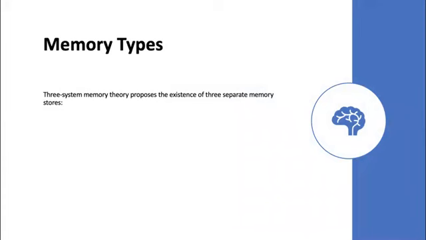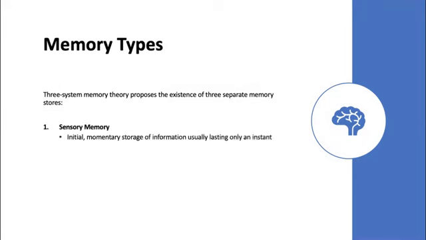Now, the question is exactly what information is stored in our memory? How is it stored there? And then how is it later retrieved? So, the three system memory theory proposes that there are actually three separate memory storage systems, and information has to travel through these storage systems in order for it to be remembered as a memory.